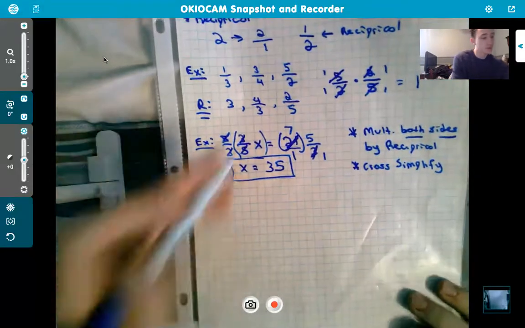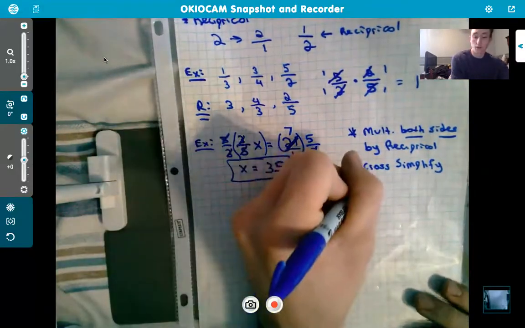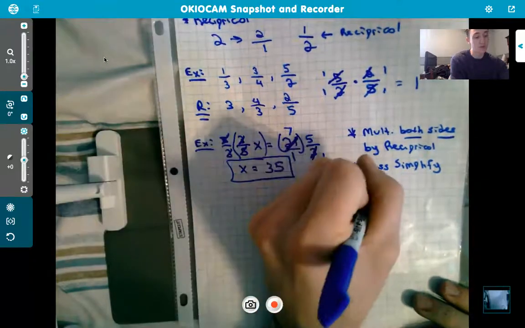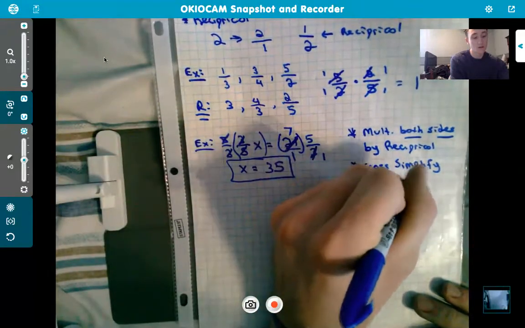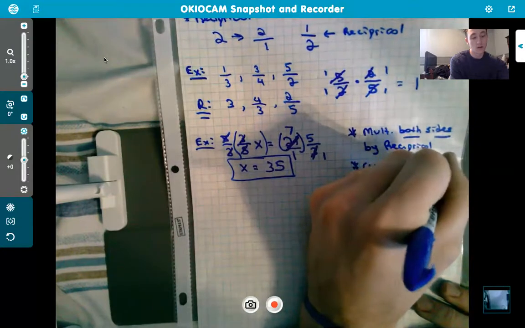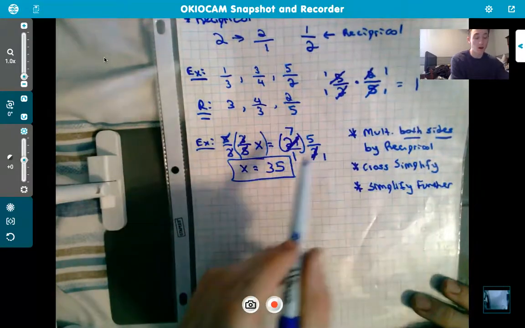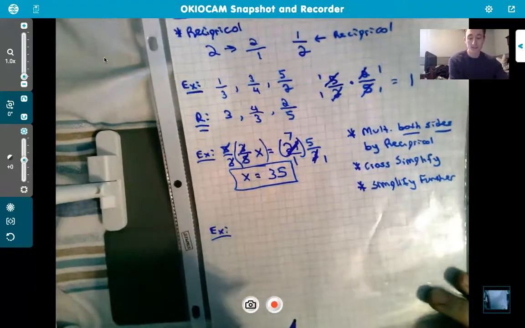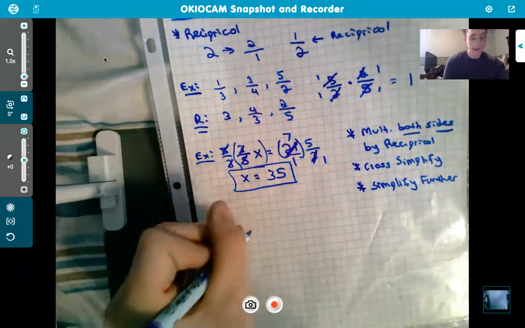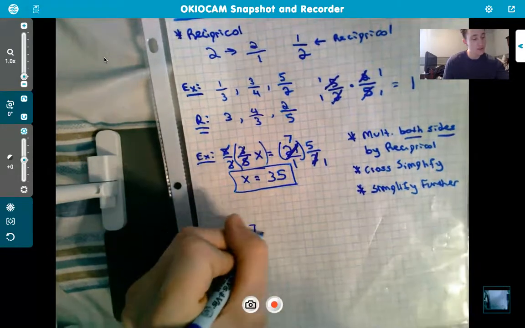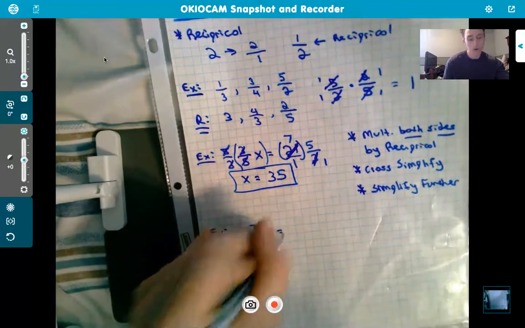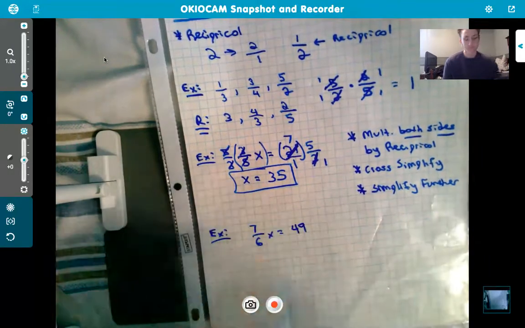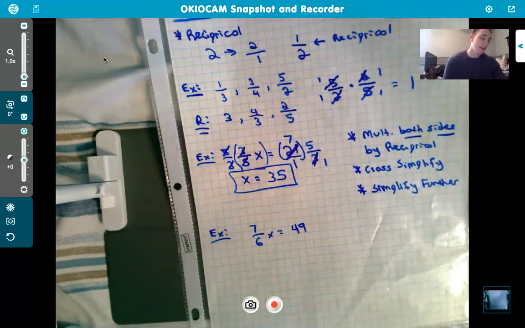We're going to take a look at one more example. So after I cross simplify, if I can, I simplify further. And that was the step in which we multiplied 7 times 5. My next example, I have 7 over 6 x is equal to 49. 7 over 6x equals 49.